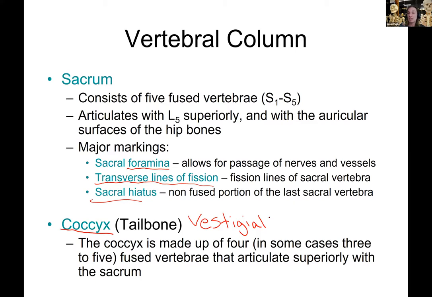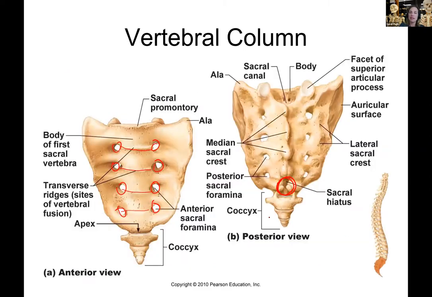We do not have tails, right? But we have a tailbone. We have a coccyx. So at some point, our ancestors probably had tails. And so this is just what's left over. It's a vestigial structure, provides us no function, okay? And you can see that coccyx right here.